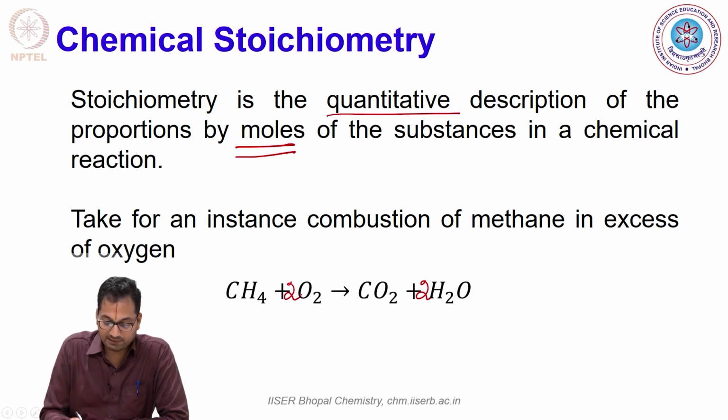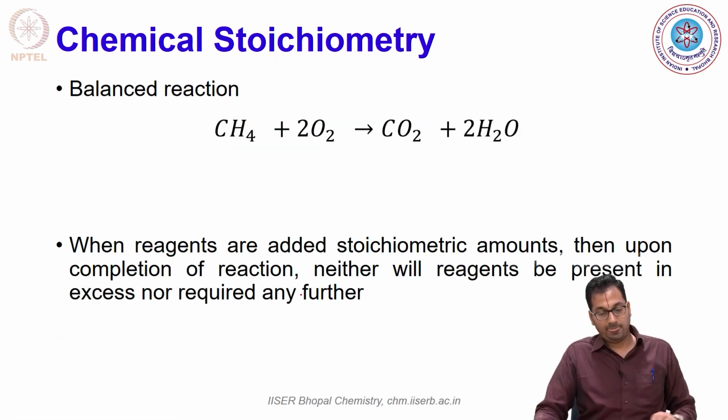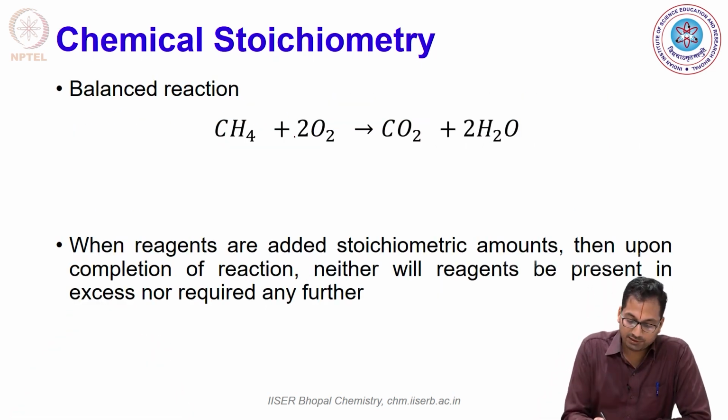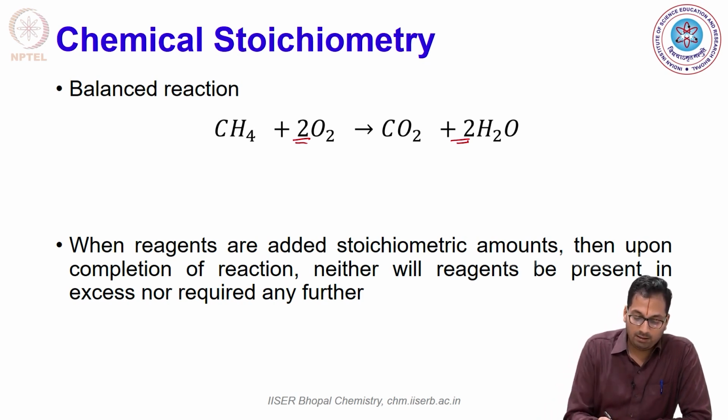So therefore it makes sense to have CH4 plus 2O2 giving CO2 plus 2H2O. So this process is called balancing of chemical reaction that helps us understand stoichiometry. Once we have balanced this equation with the appropriate number on either side of the reaction, the next step would be understanding what is the stoichiometry that is involved.